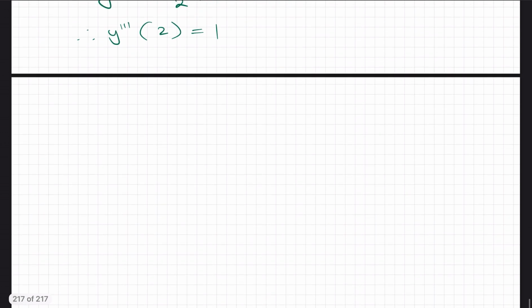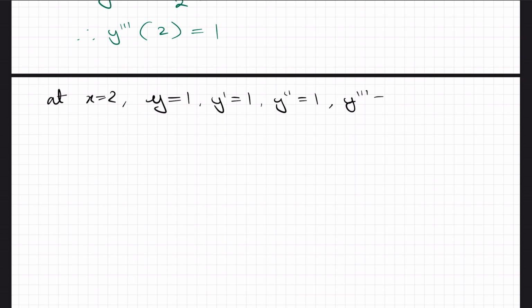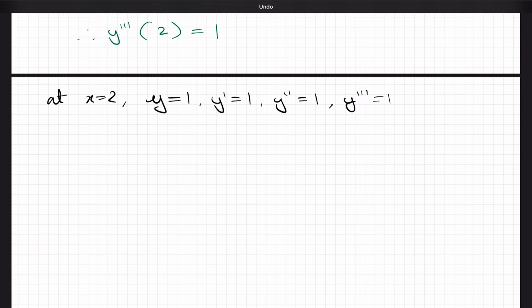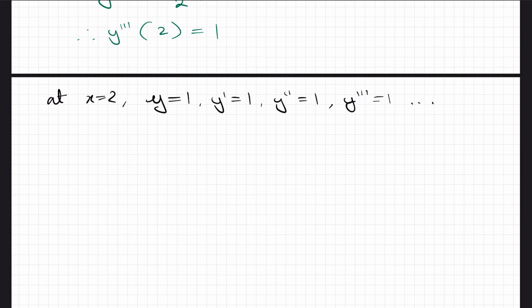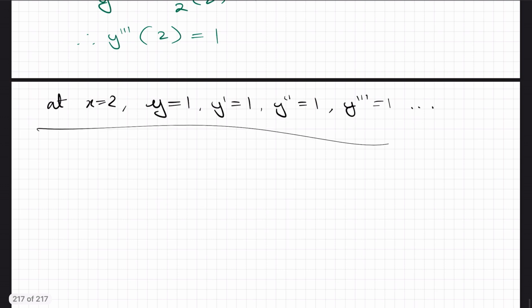So let's lay out all the information we have. x equals 2, y equals 1, y dash equals 1, y double dash equals 1, y triple dash equals 1, and we don't know the rest. It's not just ones. I think I can tell you that y quadruple dash is actually 1.5, so the pattern does stop, but let's just use these numbers for now.